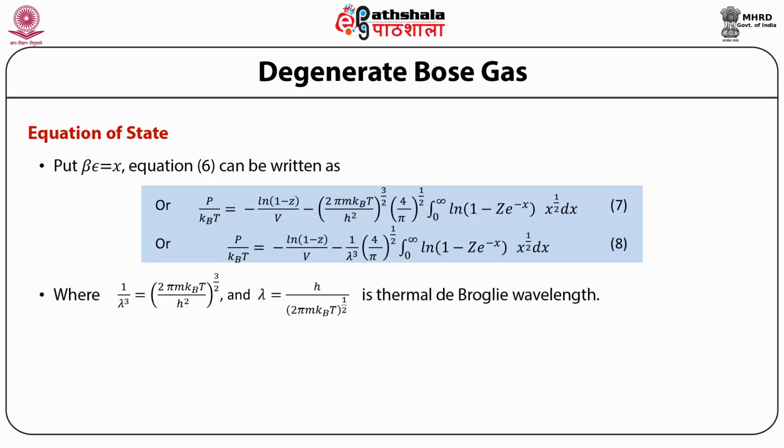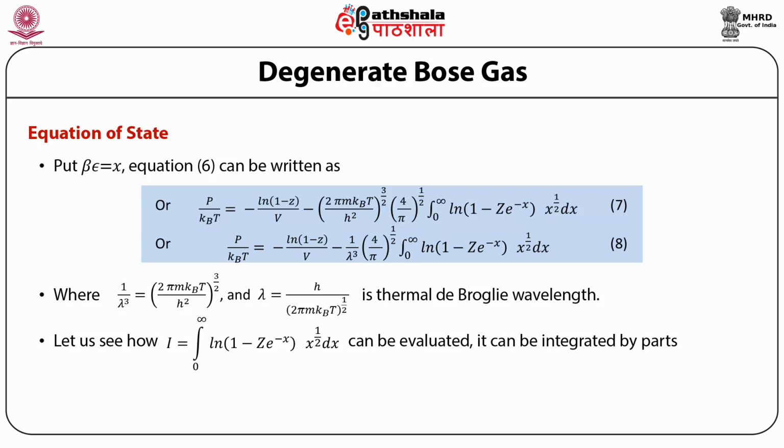where 1 upon lambda cube is equal to (2 pi m kBT upon h square) raised to power 3 by 2, and lambda is equal to h upon (2 pi m kBT) raised to power half, the thermal de Broglie wavelength. Let us see how the integral I, equal to the integral from 0 to infinity of log of 1 minus z e raised to power minus x multiplied by x raised to power half dx, can be evaluated.